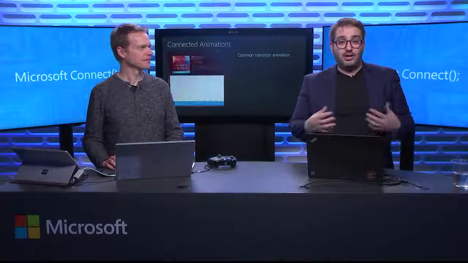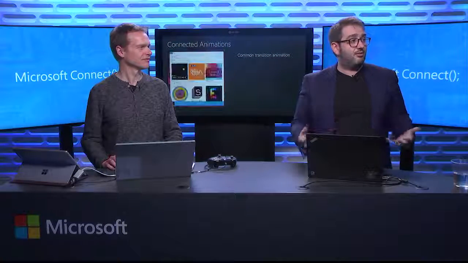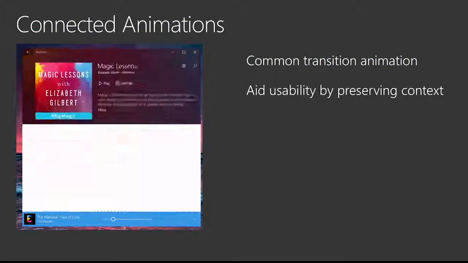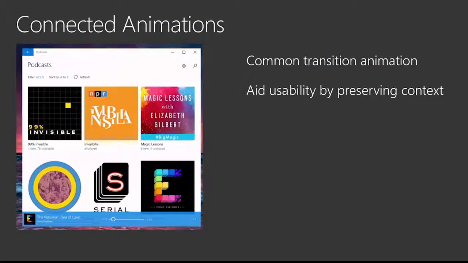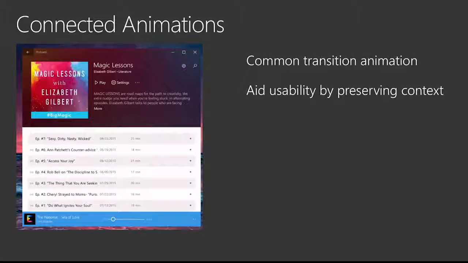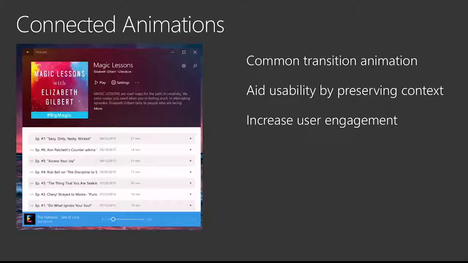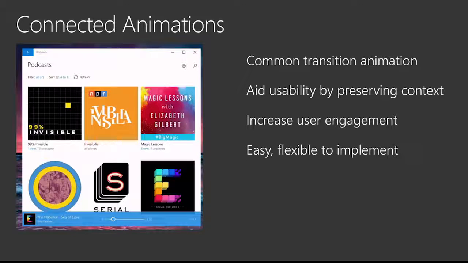And so that's what connected animations is about. It's a common transition animation we now really have great support for, and guidance and so forth with Fluent, that makes it really easy to preserve context for users and aid usability as they move from one screen to the next throughout your application. Really increases user engagement, gets people drawn into your app, and it's so easy and flexible to implement, and can even be incrementally adopted over your existing app.